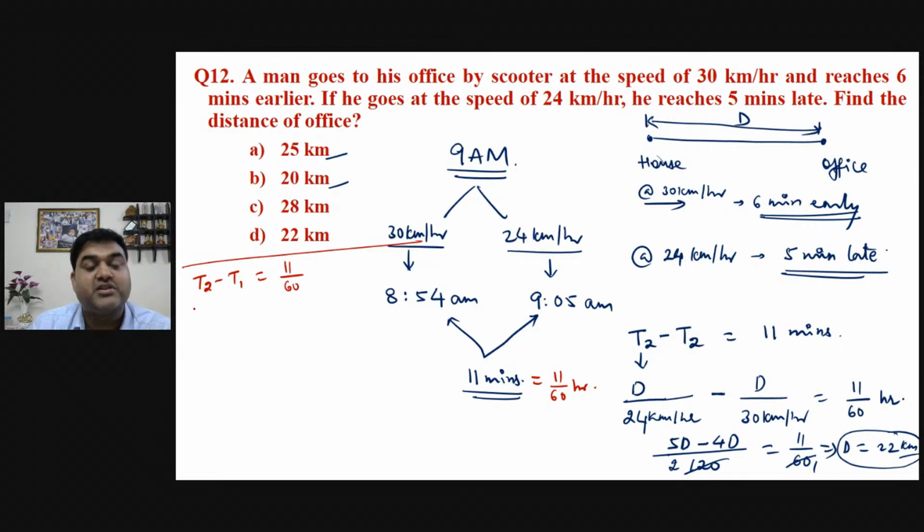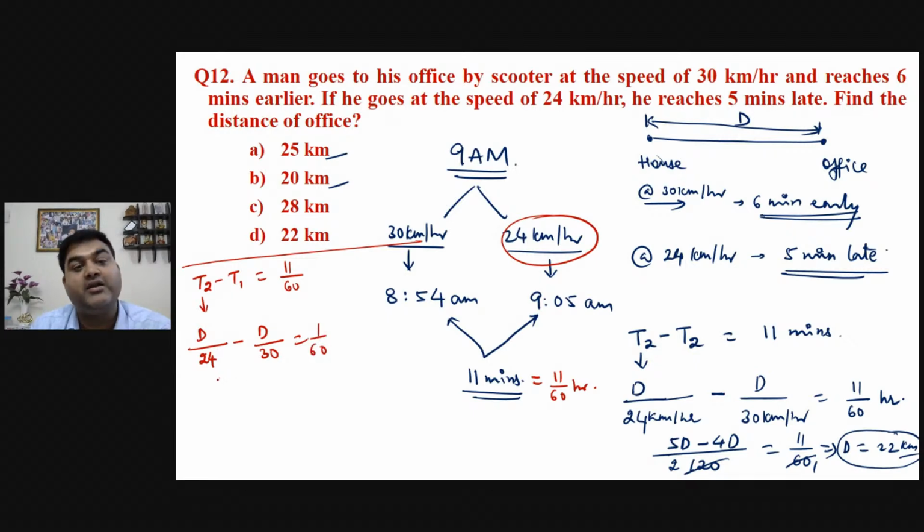Time is nothing but distance by speed, right? So T2 is distance, which is d, divided by the speed of the second. Speed of the second was 24, that's what we have written, and minus d by 30 is equal to 1 by 60. How to find the LCM of 24 and 30?